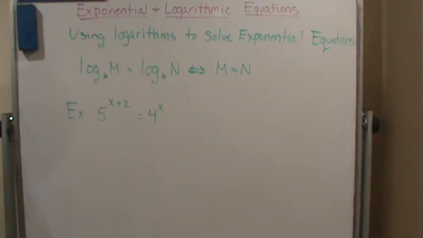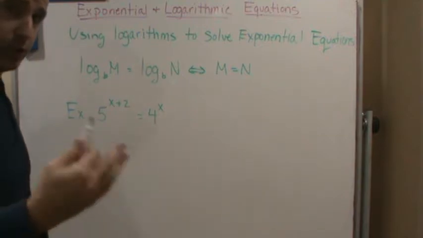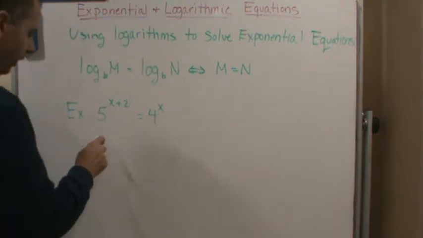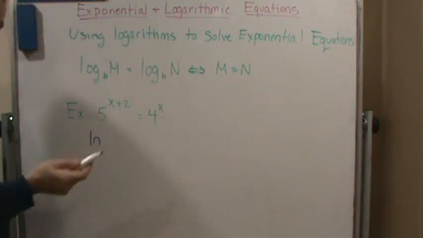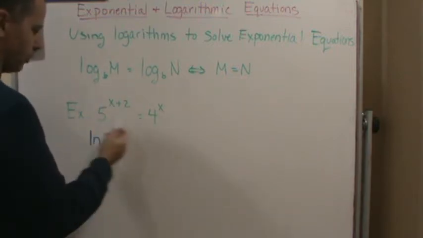Now, what log do we want to use? Well, we could use anything that we can put in our calculator, because to solve this, we need to have something that we can put in our calculator. So we could use natural logs, or we can use common logs. I'm going to use natural logs. I'm partial to natural logs, but you could do the same thing with common logs. So I'm going to take the natural log of both sides.